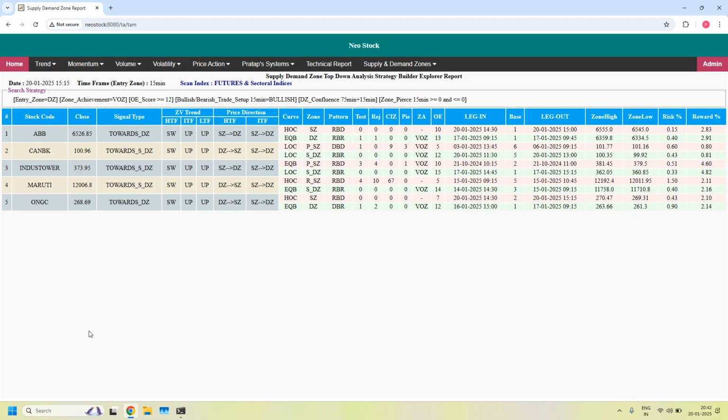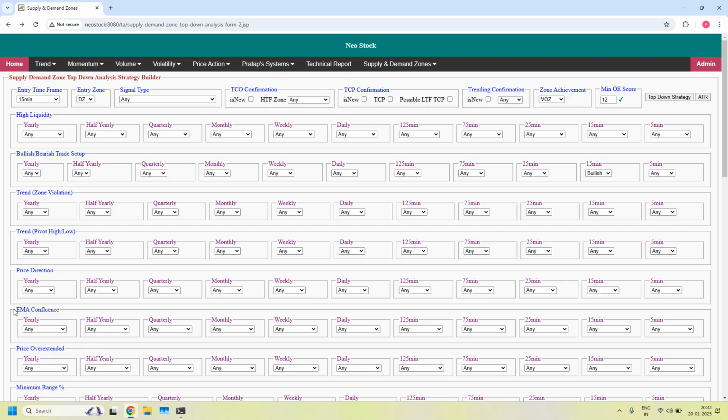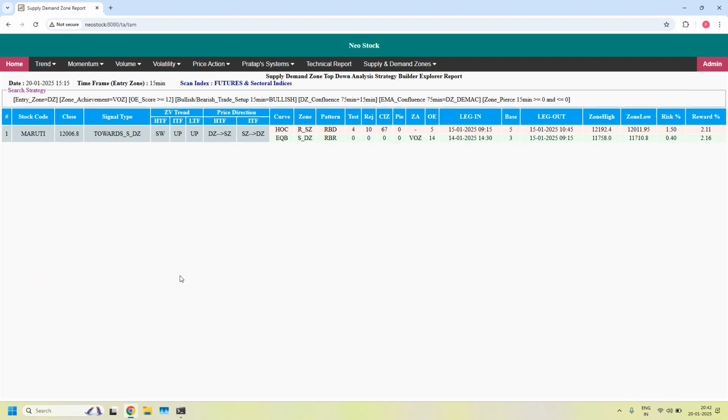In these 5 stocks, these 15 minutes demand zones are part of the 75 minutes demand zone. And 75 minutes trend is up in all these stocks. Let's verify. Any of these 75 minutes demand zones having daily EMA confluence. If anything is filtered, they are even more high probability trade setup supported stocks. So in the EMA confluence at 75 minutes time frame, I am checking 75 minutes demand zone having daily EMA confluence. With this filter, we got 1 stock. So this is even more high probability trade setup supported demand zone.